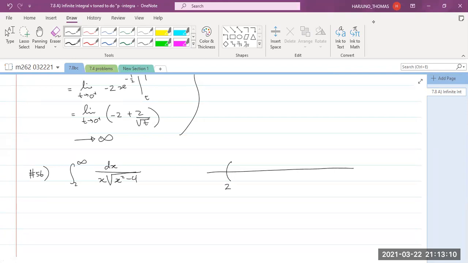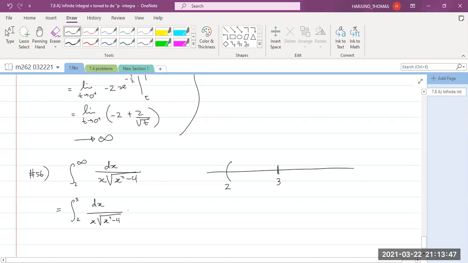Cosine inverse, I don't think there's cosine inverse. I think this is secant inverse instead. Well, anyway, we have singularity at 2. We also have going to infinity, right? So I need to break this integral up into 2 parts. Just choose a random number in between. Let's say 3 or 4 or 5 or 10. That's okay. I use 3. So I will break it into integral from 2 to 3 plus integral from 3 to infinity. You see how I break it up?